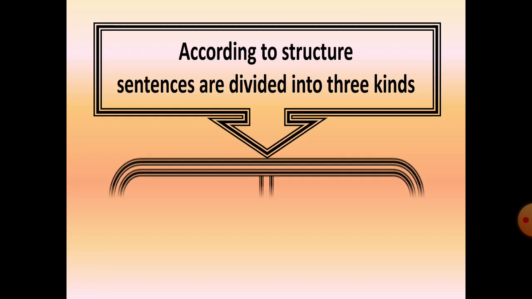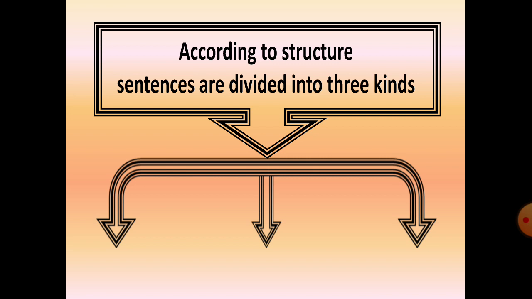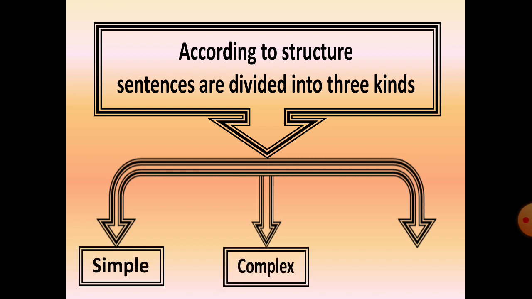Here is the chart for better understanding. Here first one is meaning and second one is structure. According to meaning, sentences are five kinds. What are they? Assertive, interrogative, imperative, optative, and exclamatory. But according to structure, sentences are only three kinds. First one simple, then complex, and the third one compound sentence.